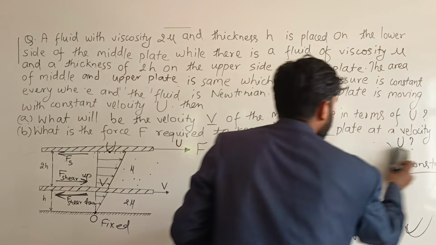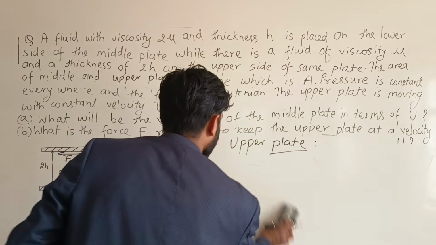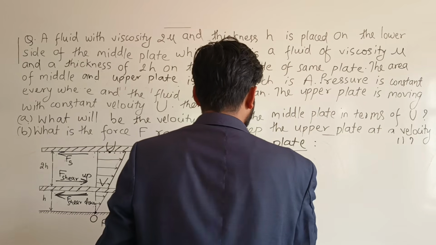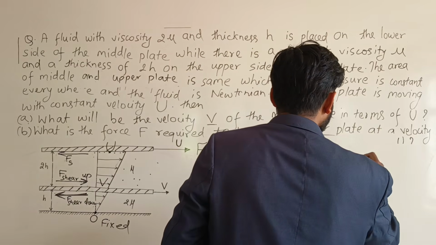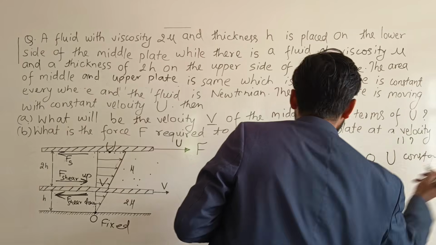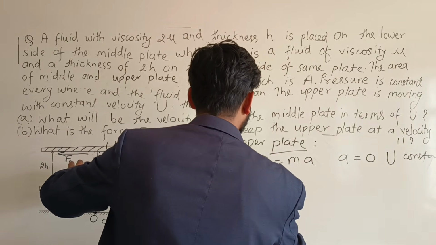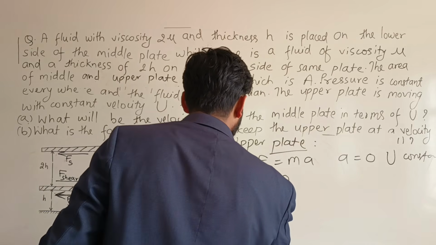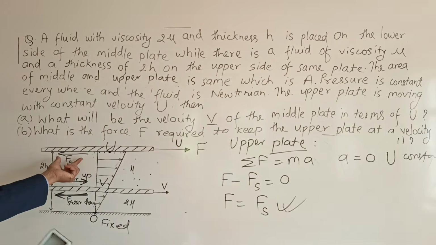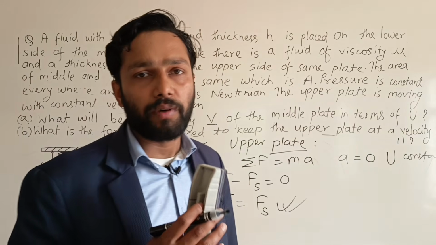In the upper plate, you can say that net force is equal to mass times acceleration. The acceleration is 0 because the velocity u is constant. So the net force, that is F minus Fs, is equal to 0. That is F is equal to Fs. So now the force F is equal to Fs, if you assume the upper plate is a control volume.